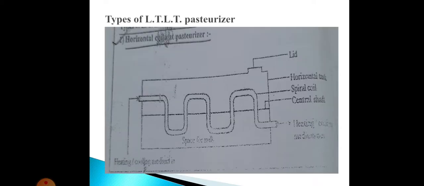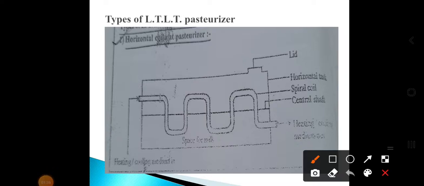Then we will discuss the types of LT pasteurizer, means low temperature long time pasteurizer. So the first one is the horizontal coil vat pasteurizer. So in this method there is a lid, and this is the horizontal tank, and this is the spiral coil. We can see this is the spiral coil and this is the central shaft.